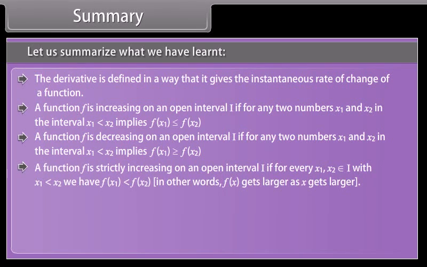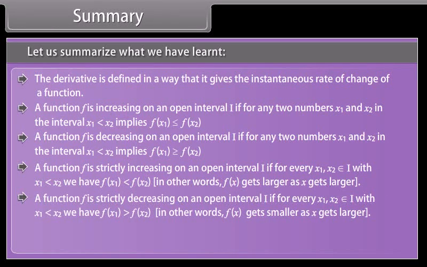A function f is strictly increasing on an open interval I if for every x1, x2 belonging to I with x1 < x2, we have f(x1) < f(x2). That means f(x) gets larger as x gets larger. A function f is strictly decreasing on an open interval I if for every x1, x2 belonging to I with x1 < x2, we have f(x1) > f(x2). That means f(x) gets smaller as x gets larger.